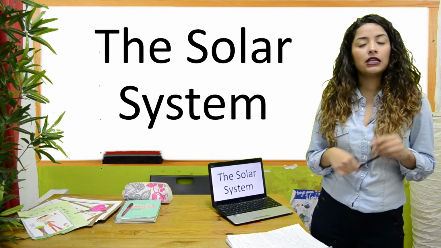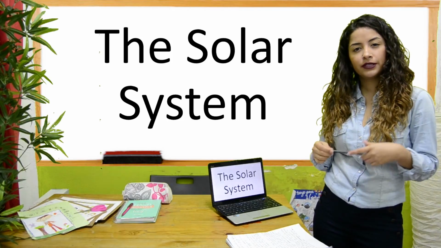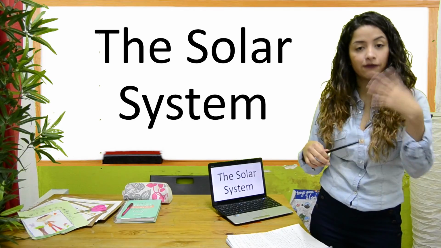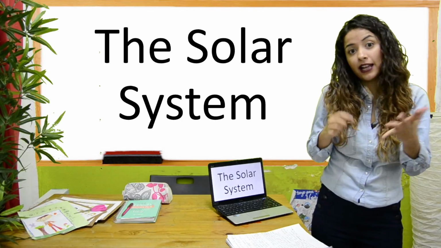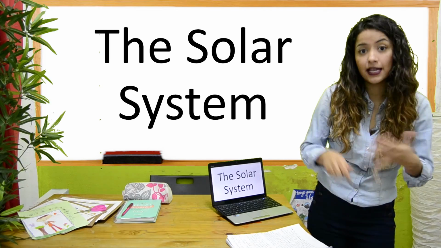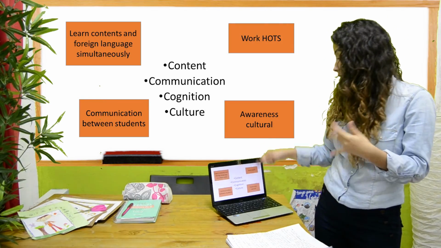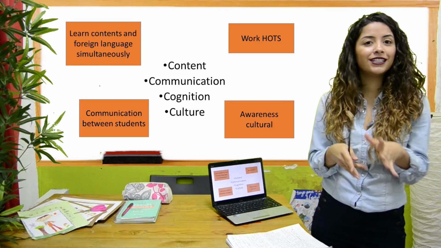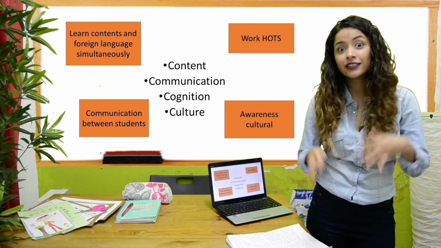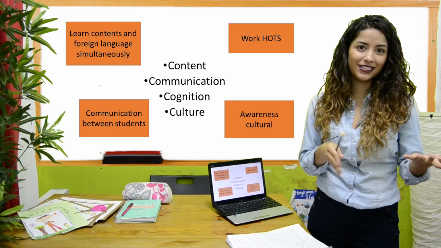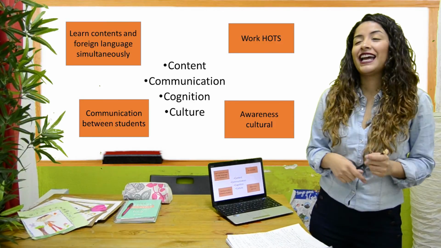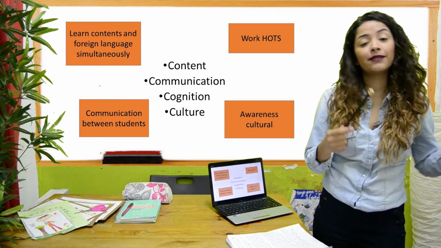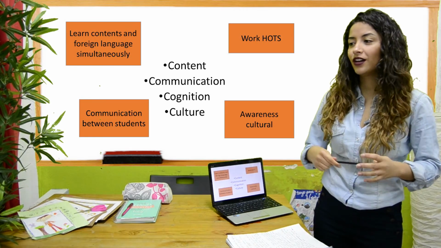We have chosen this topic because it permits us to work the 4 C's, the essential elements of CLIL practice: content, communication, cognition, and culture. The main objective is that students learn content and a foreign language simultaneously, in this case, the solar system and English. How?